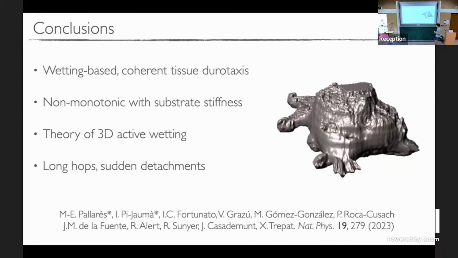And then we have this funny and interesting observation of these long hops that are rare but more frequent than they should be, and they correspond to sudden detachment. So we're trying to think about that now, and I welcome ideas if you have them. Okay, so this was the first part. Maybe it's a good time to have any remaining questions.